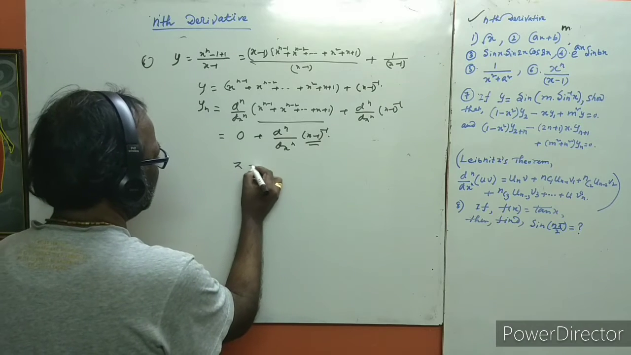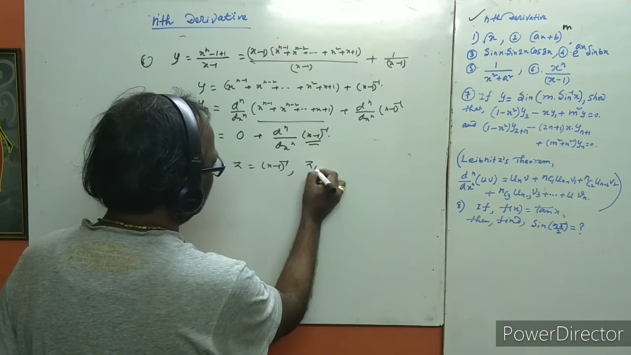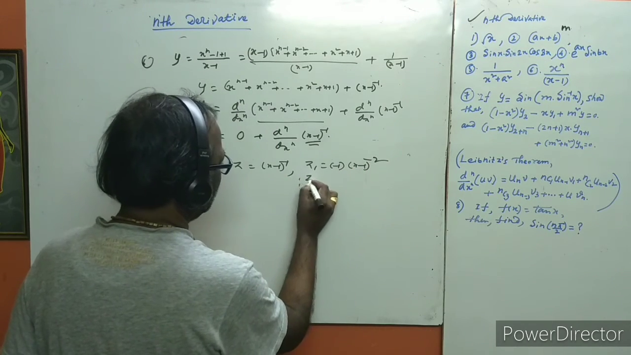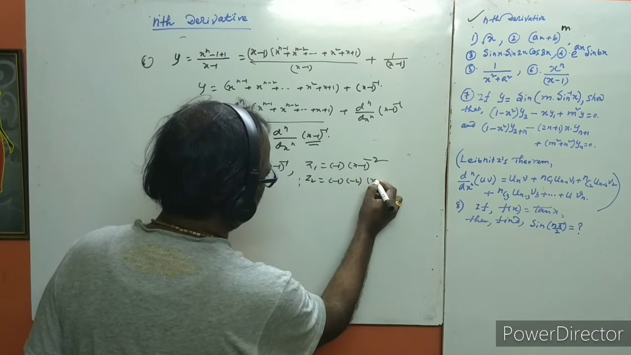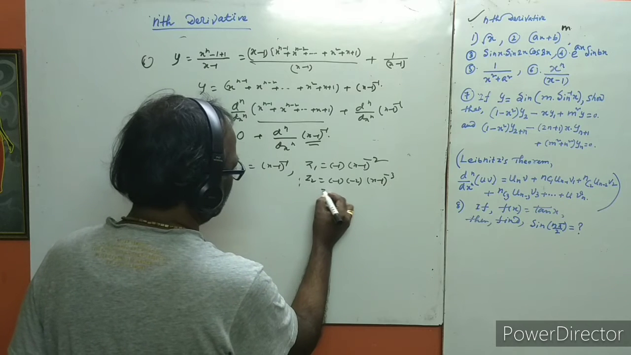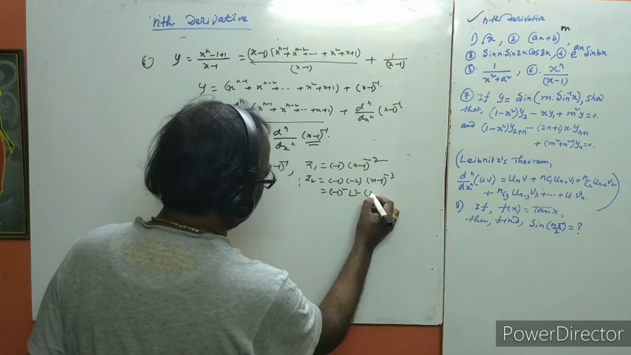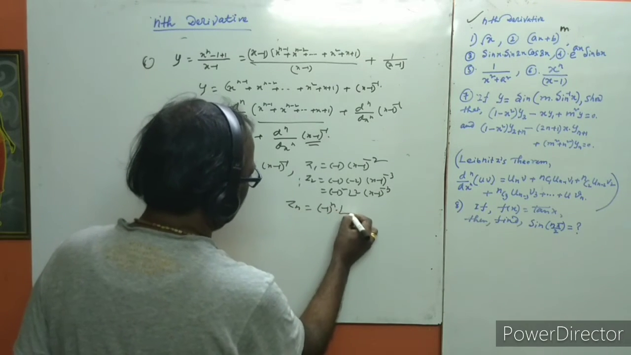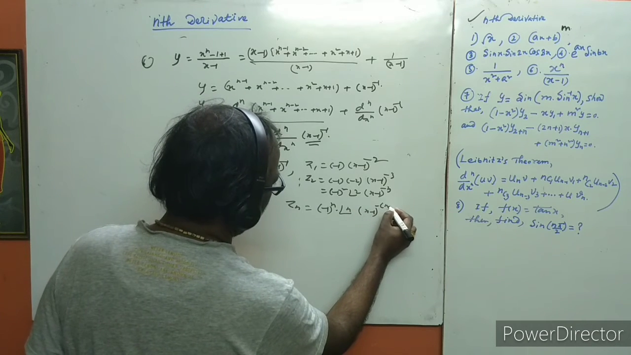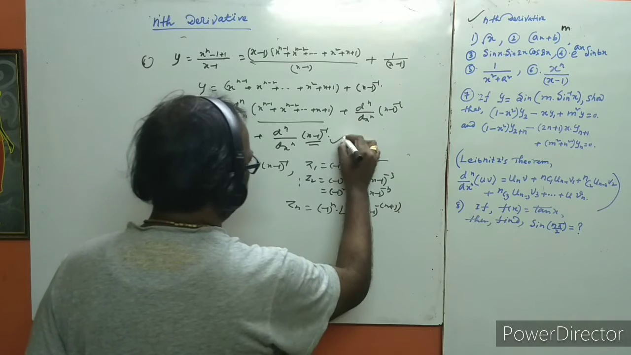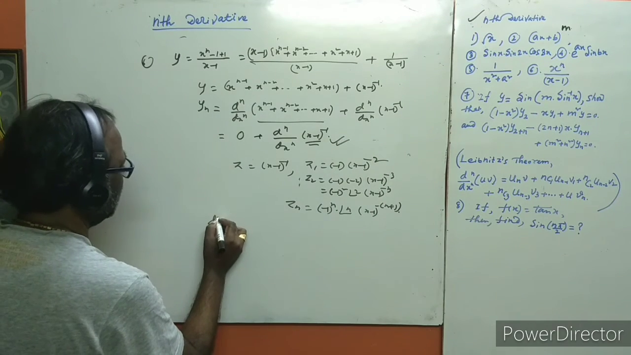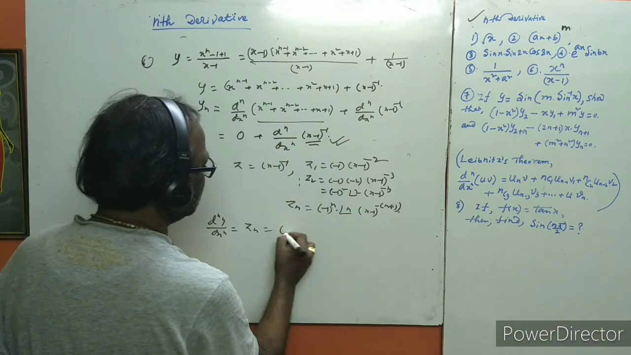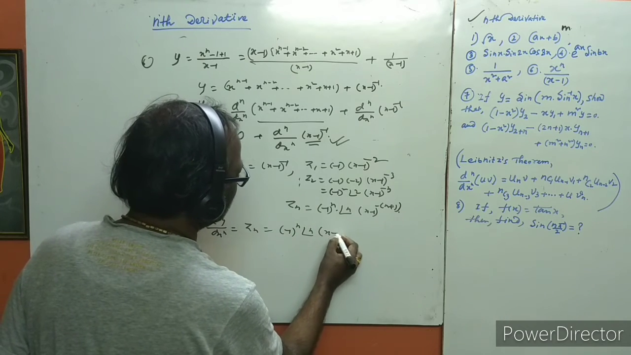Find that, assume z equal to x minus 1 to the power minus 1, this is z1. So that is minus x minus 1 whole to the minus 2. Then z2, minus 1 times minus 2, we get minus 1 whole square factorial 2, x minus 1 whole to the minus 3 here. So z suffix n, we get minus 1 whole to the power n factorial n, x minus 1 whole to the power n plus 1. Okay. So that is equal to z_n, equal to minus 1 whole to the power n factorial n, and x minus 1 whole to the power n plus 1.